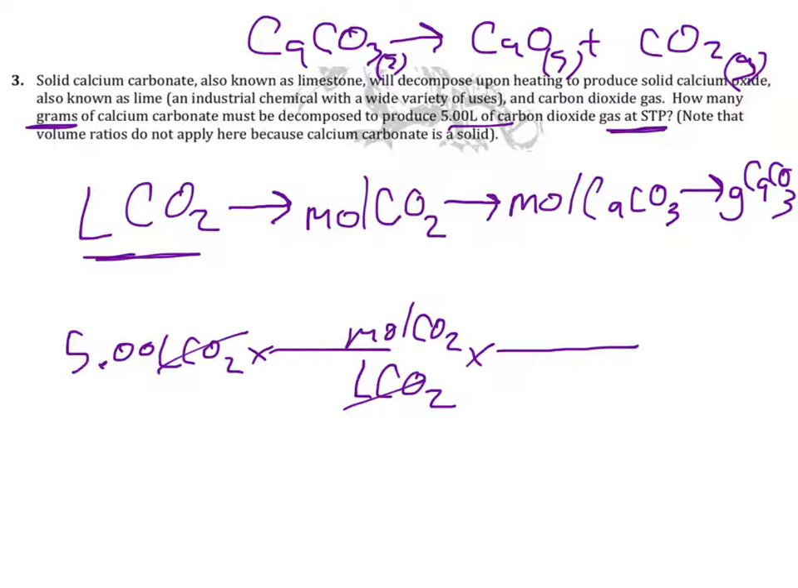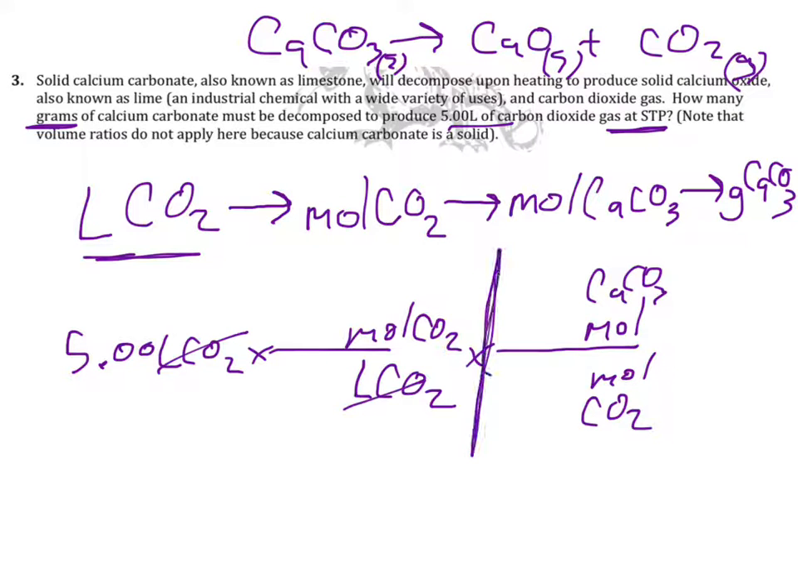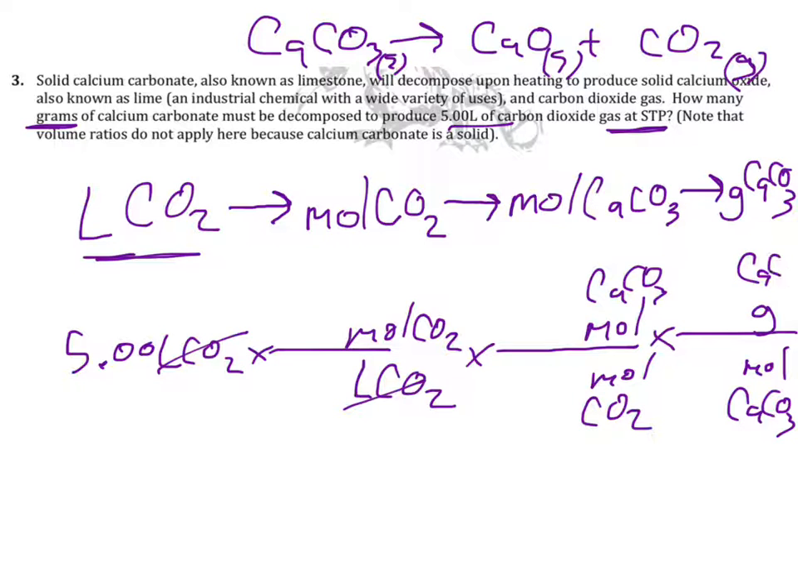We're then going to put moles of CO2 on the bottom, and we're going to convert moles of CO2 to moles of calcium carbonate. And just to remind you, this is the point right here that we learned last unit. So from here on out, it should be familiar. And we're going to go moles of calcium carbonate to grams of calcium carbonate. So these moles cancel, and now we're left with grams.